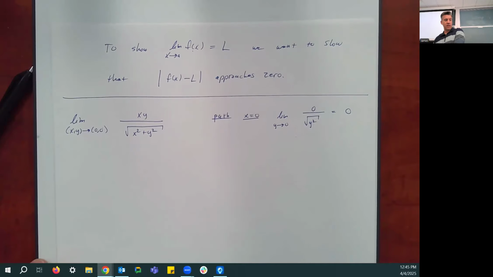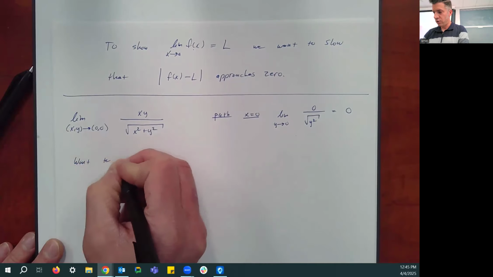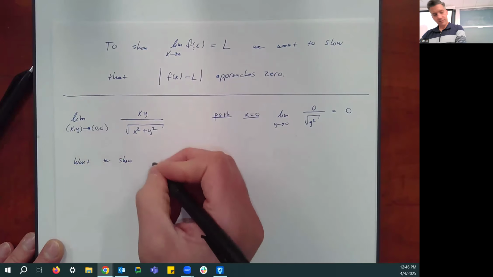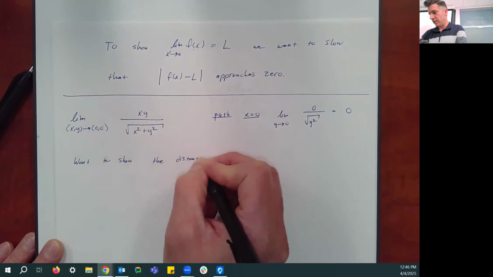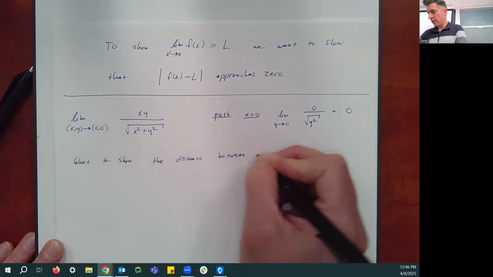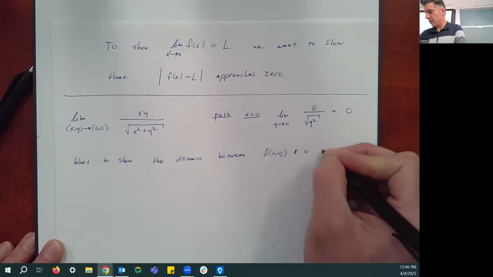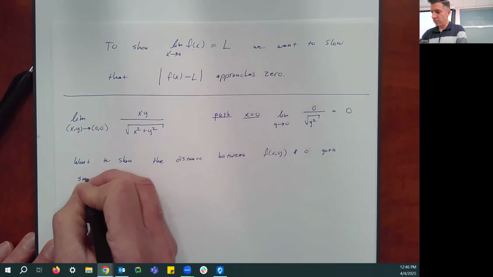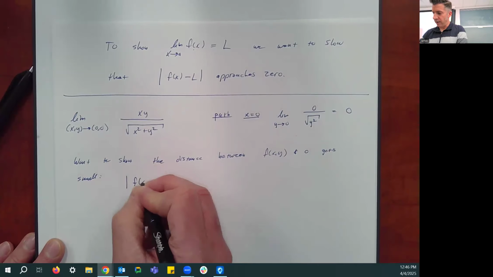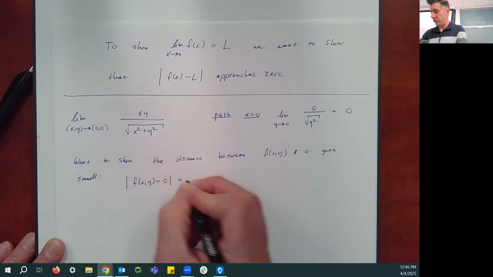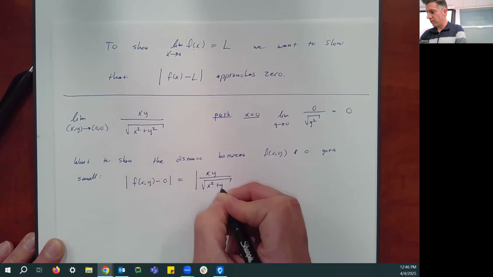So now we're going to show this exists. We want to show that this distance between f of (x, y) and 0 gets small. So our distance is the absolute value of f of (x, y) minus 0, which we're actually going to write as the function: xy over the square root of x squared plus y squared, minus 0.